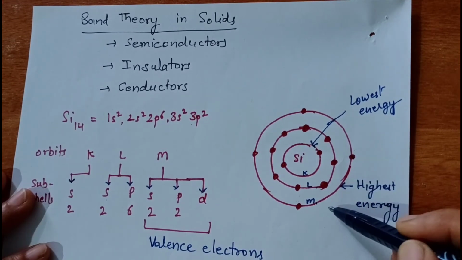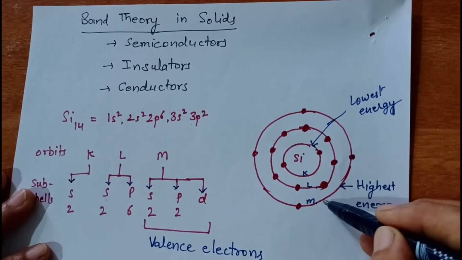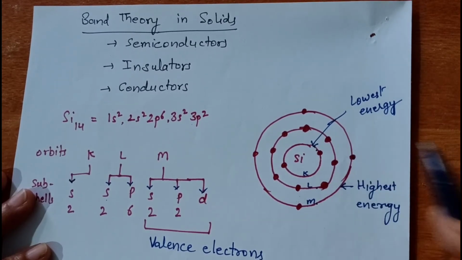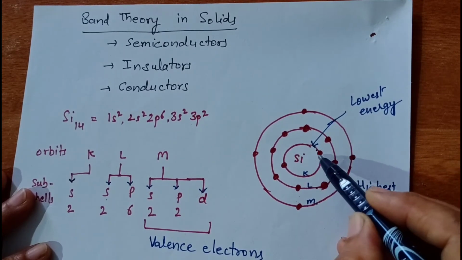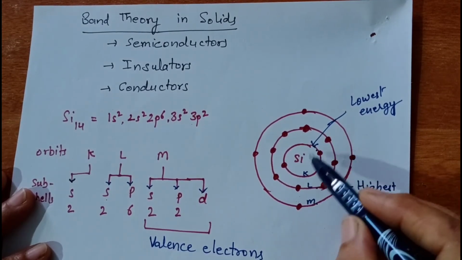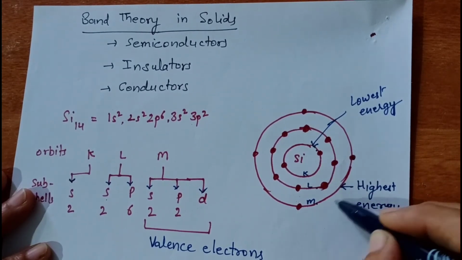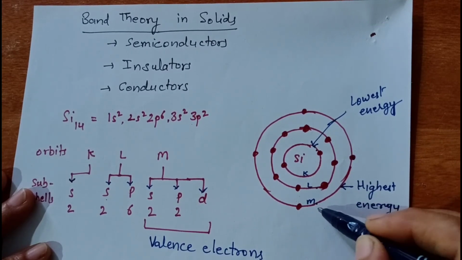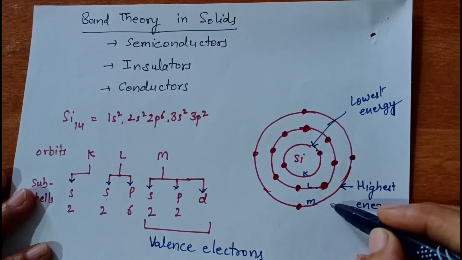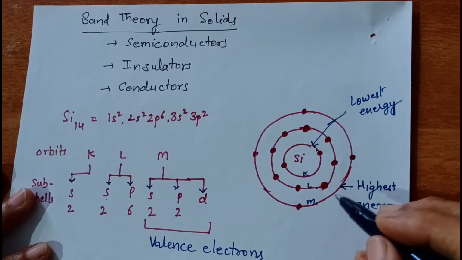The electrons in the last shell are also called valence electrons. These electrons are loosely bound to the nucleus of the atom, and the electrons in the first shell are tightly bound to their nucleus. So electrons in the last shell, meaning the outermost shell, have the highest energy level and can easily leave this shell or orbit and take part in the conduction of current.